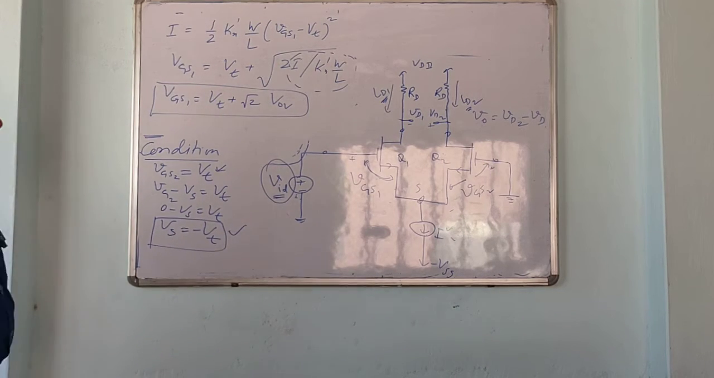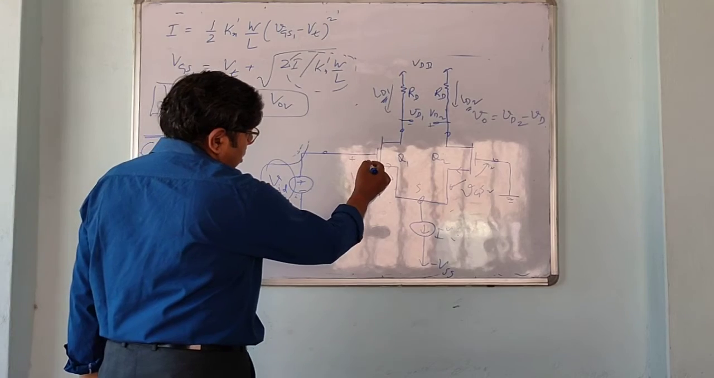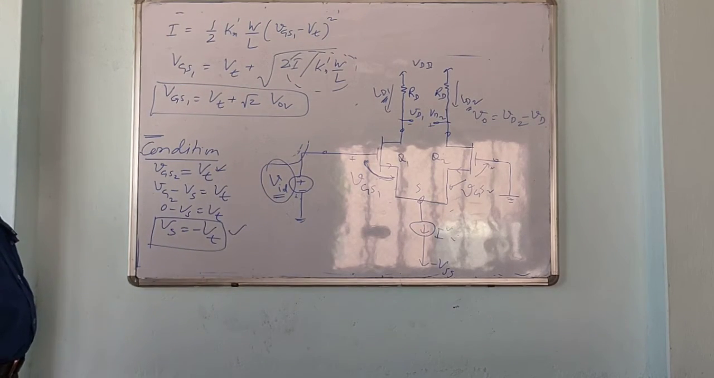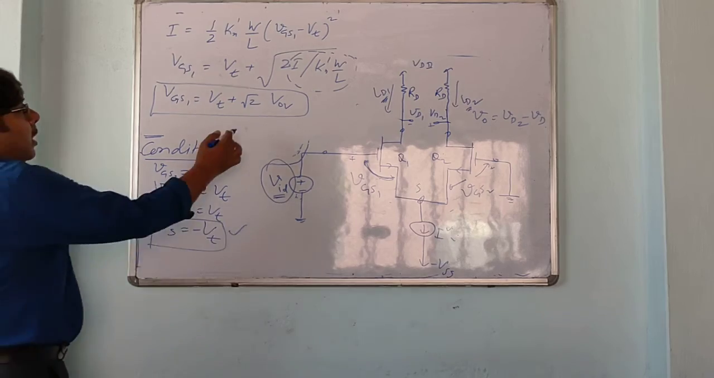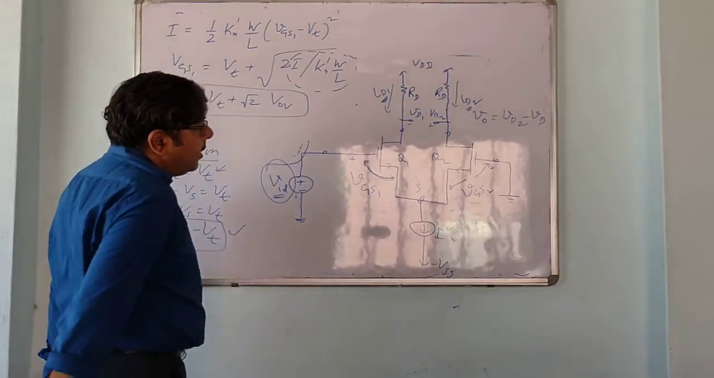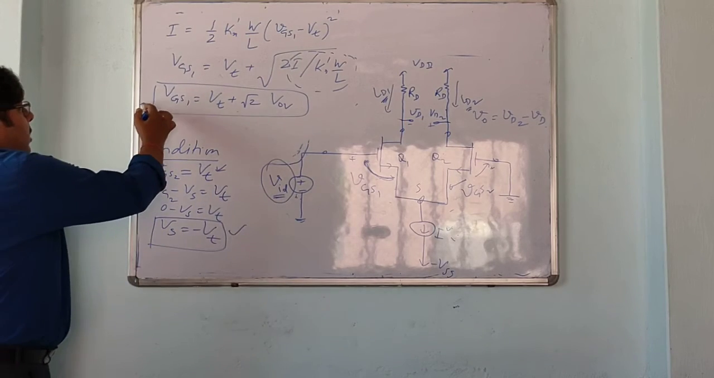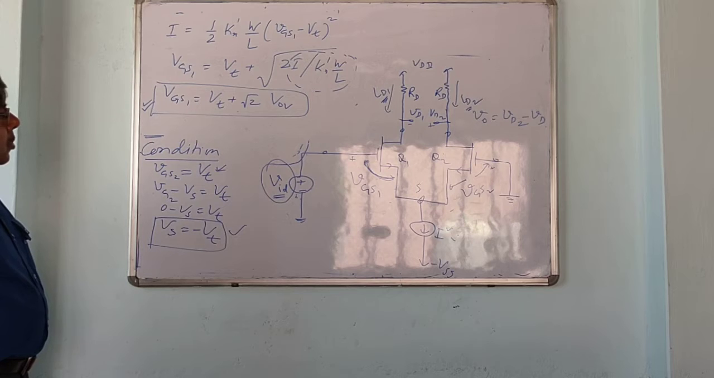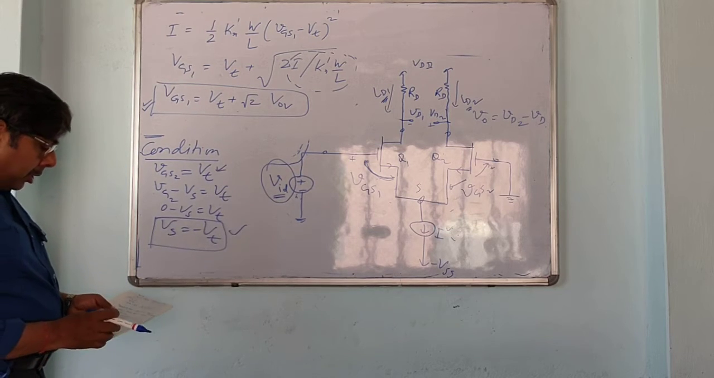So VGS1, which is the drop across this first transistor, is Vt plus root 2 VOV, because the whole of the current flows through this transistor. So from the current equation we can obtain this value. So this is the value of VGS1.